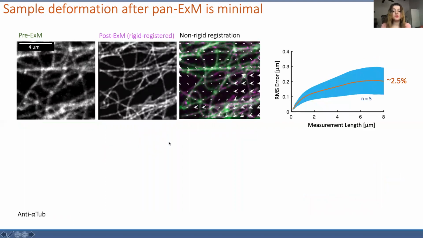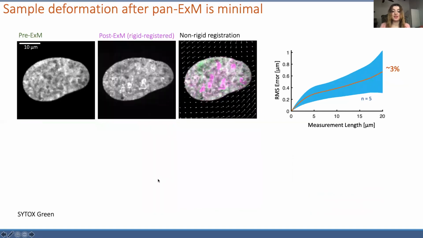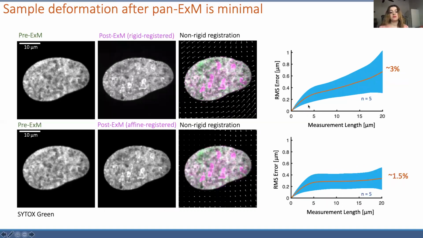Similarly, for microtubules, the RMS error is around 2.5% for measurement lengths of 8 microns. If we initially use a rigid body transform, this drops to 1.3% if we do an affine transform instead, again to account for the stretching of the jaw. And finally, for nuclei, the RMS error is about 3% for a measurement length of about 20 micrometers. If we use an affine transform, this drops to 1.5%.